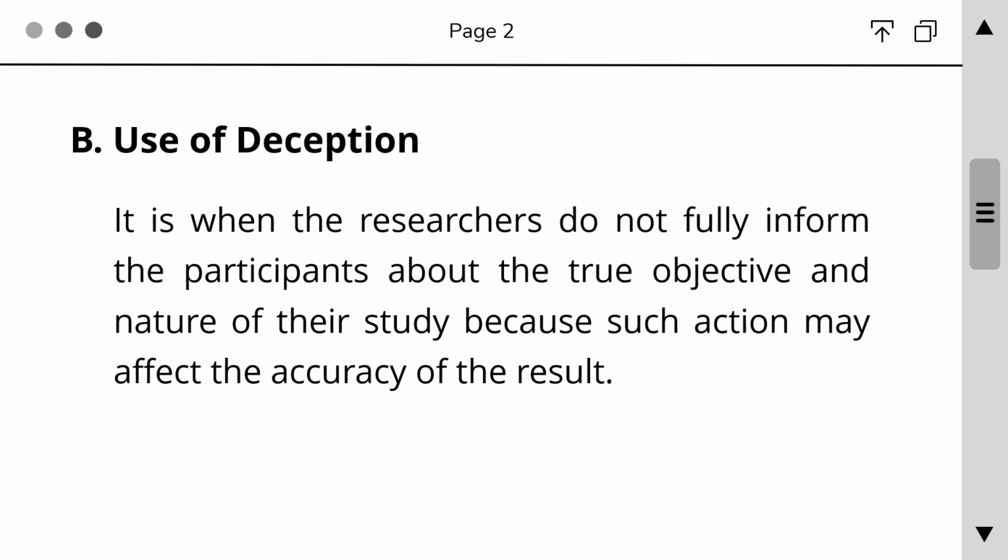The second one is the use of deception. It is when the researchers do not fully inform the participants about the true objective and nature of their study because such action may affect the accuracy of the result. Deception is not ethical, so as a researcher, you must allow your participants to know the purpose of using such data.